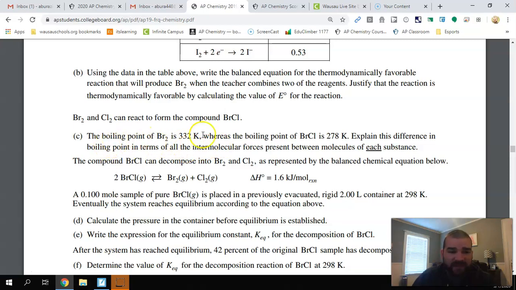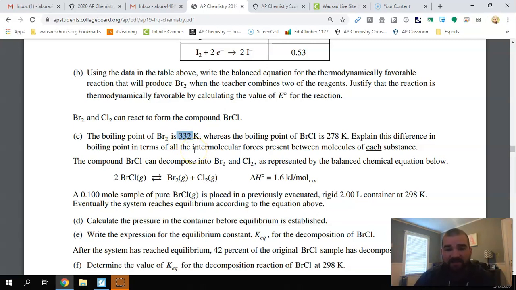Part C. The boiling point of bromine is 332 Kelvin, whereas the boiling point of bromine monochloride, whatever you want to call that, is 278. Explain the difference in boiling points in terms of intermolecular forces present between molecules of each substance. So now they want us to justify why bromine's boiling point is higher than this bromine monochloride molecule. So already offhand, we can kind of sort of BS this a little bit. I shouldn't say that, I shouldn't recommend that, but in reality, a higher boiling point means stronger intermolecular forces.